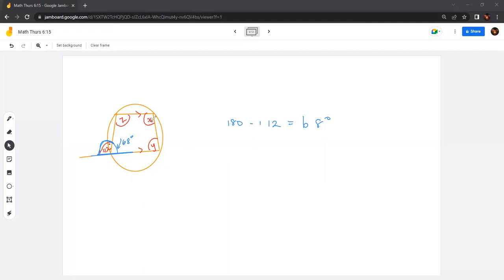Now, opposite angles are equal. Sorry, not equal, but supplementary. Right, so opposite angles are supplementary, which means that this plus x must amount to 180 degrees. So 180 minus the 68, that's 112. So x is 112 degrees.